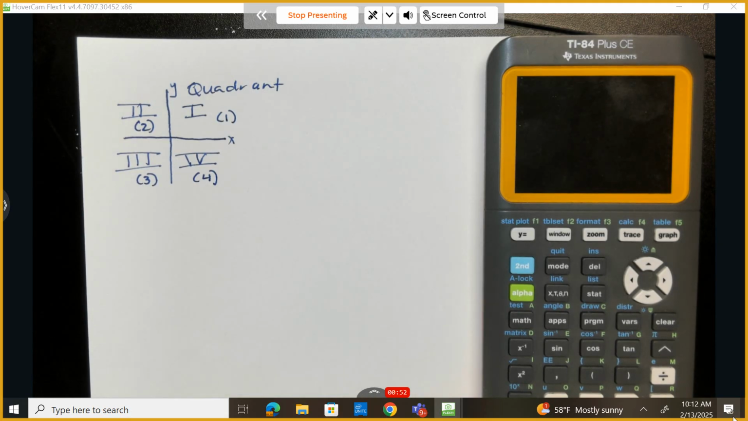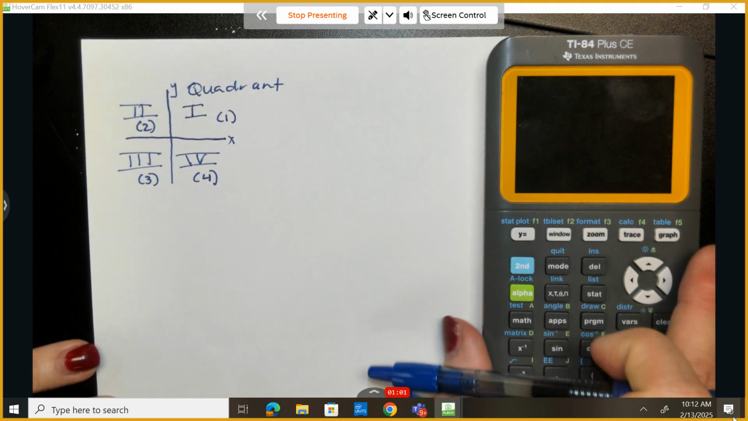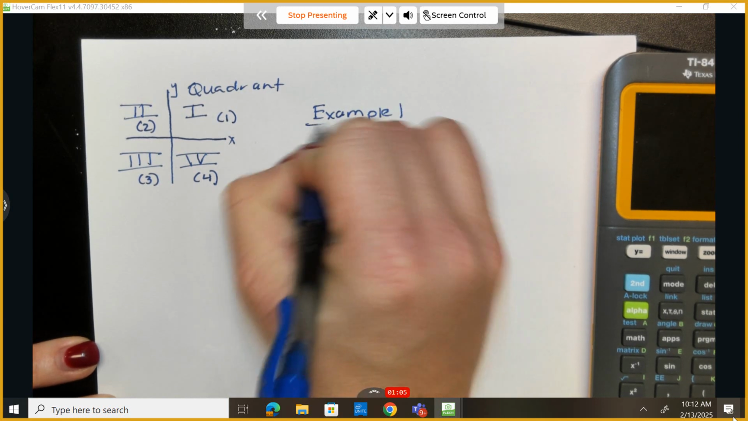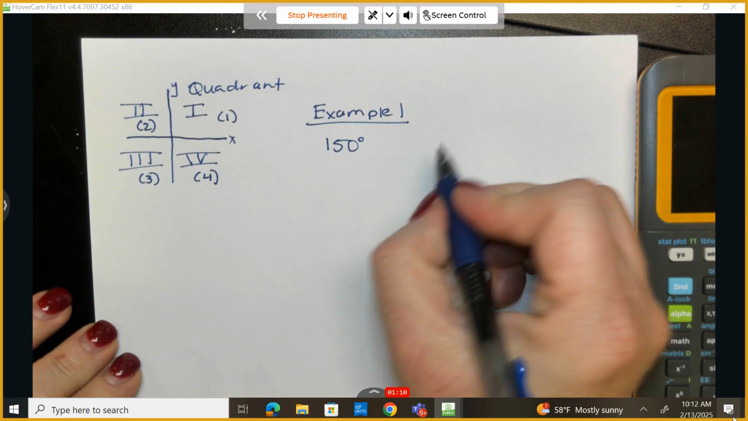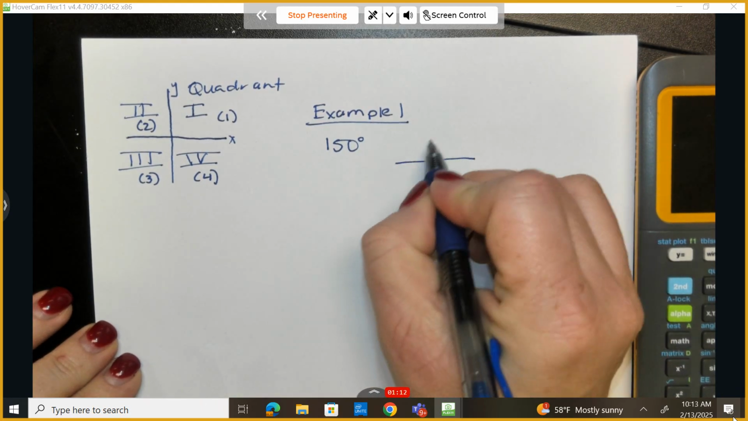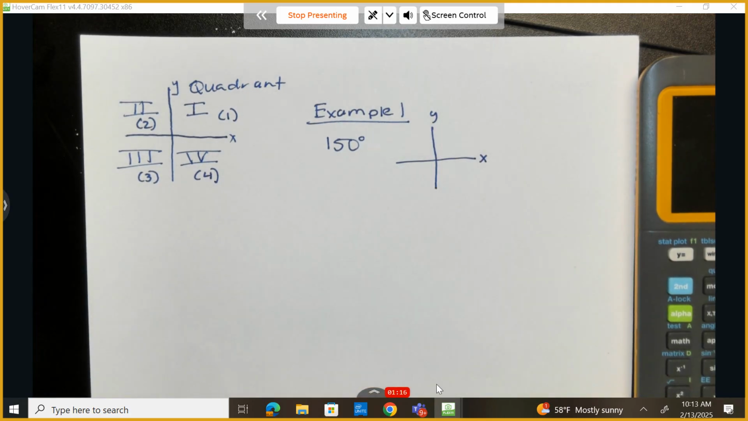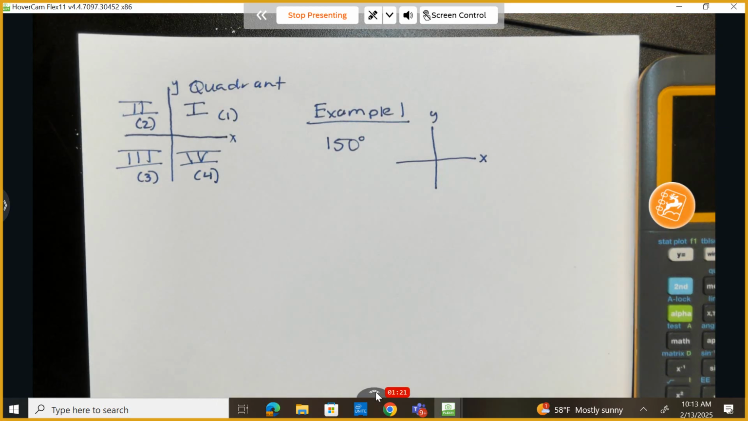At this time, please make sure you have that unit circle out from yesterday. That will be helpful. We're going to start with the first example. In the first example, please label it example number 1. Write down 150 degrees, and make a very small, like 1 inch by 1 inch, XY axis. All right, 150 degrees. Take out that unit circle.